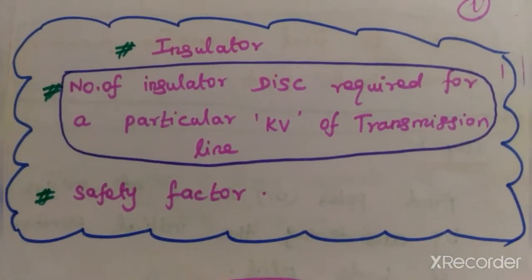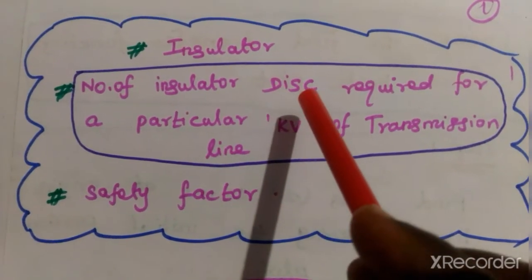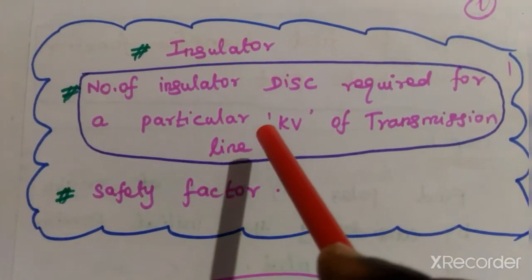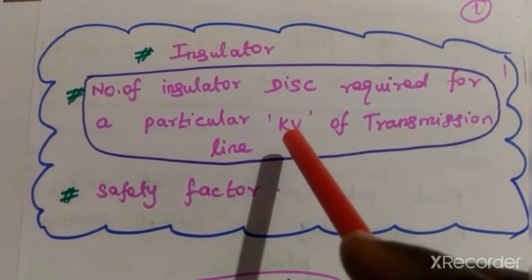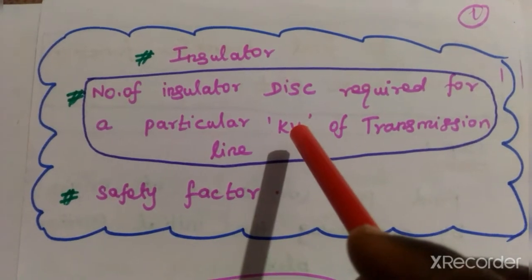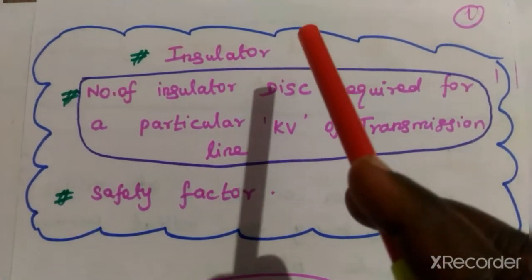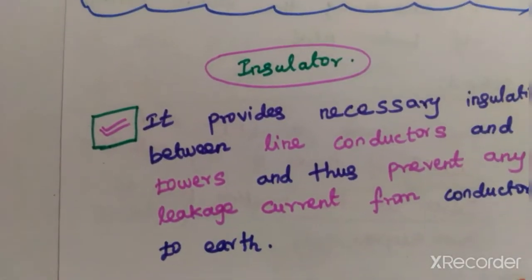Everyone. Let us see how to calculate the number of insulator discs required for a particular kV of the transmission line. So before going to calculate the number of insulator discs required for a transmission line, we should know what the insulator is and what the safety factor is. So first, let us see what an insulator is.